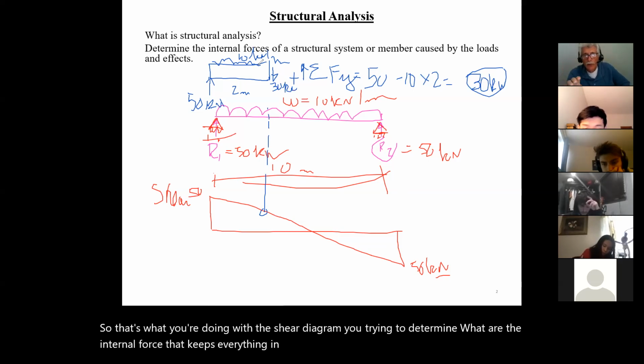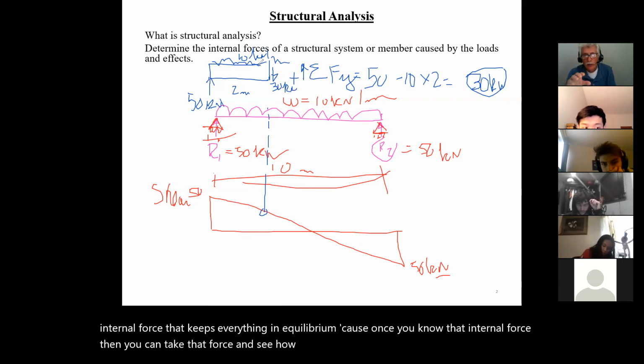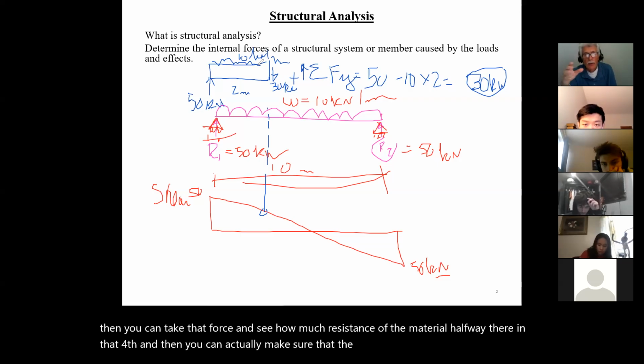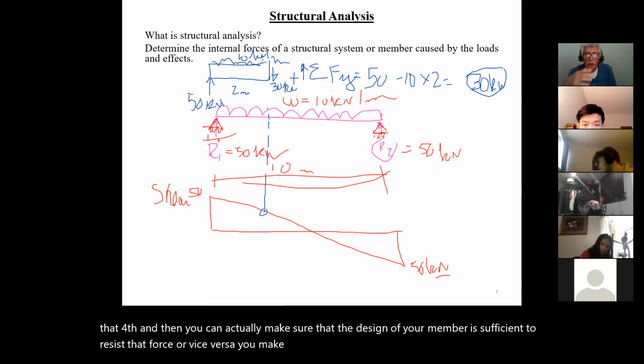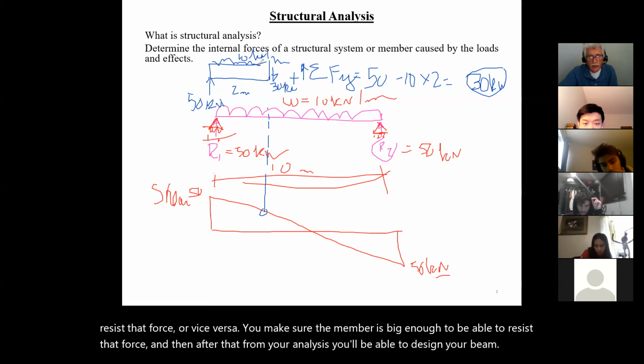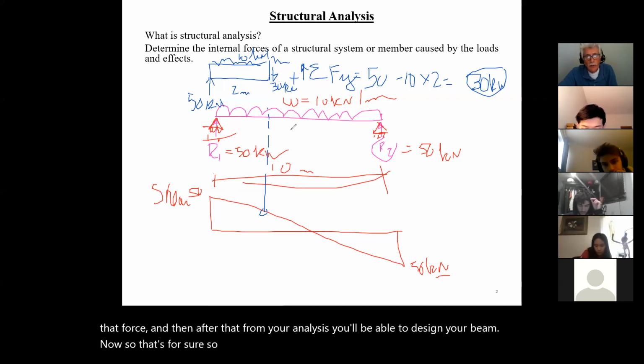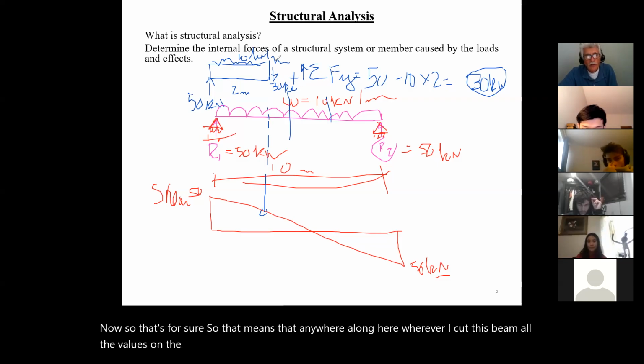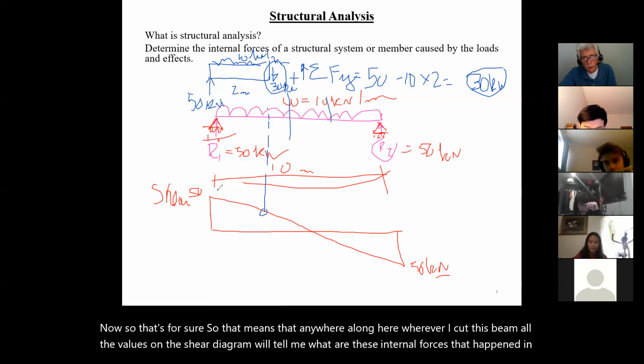Because once you know that internal force, then you can take that force and see how much resistance the material has for that force, and then you can make sure that the design of your member is sufficient to resist that force, or vice versa. You make sure the member is big enough to resist that force. And then after that, from your analysis, you'll be able to design your beam. Now, so that's for shear. So anywhere along here, wherever I cut this beam, all the values on the shear diagram will tell me what these internal forces are that happen in order for the beam to stay in equilibrium.